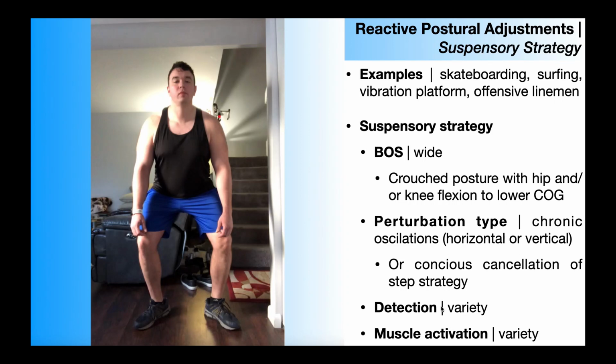And because the system that detects the perturbation varies, the order of muscle activation will also vary. Okay, so if proprioceptors play more of a role, then the muscles may activate in more of a distal to proximal manner. But if the vestibular system plays more of a role, then they may activate more of a proximal to distal manner. Okay? The actual muscles that will activate are going to be predictable based on the movement and how you need to control it, but keep in mind that you have a variety of systems that play a role here in the suspensory strategy.